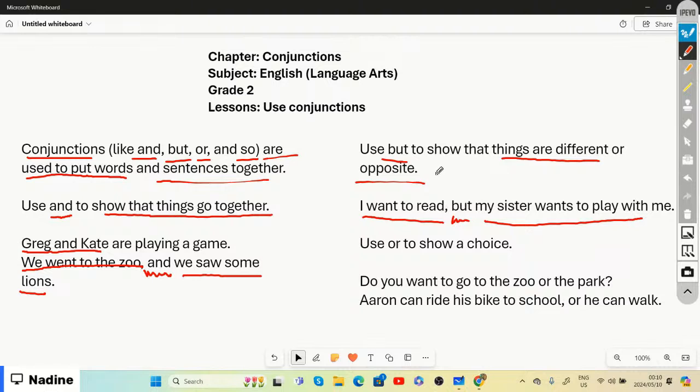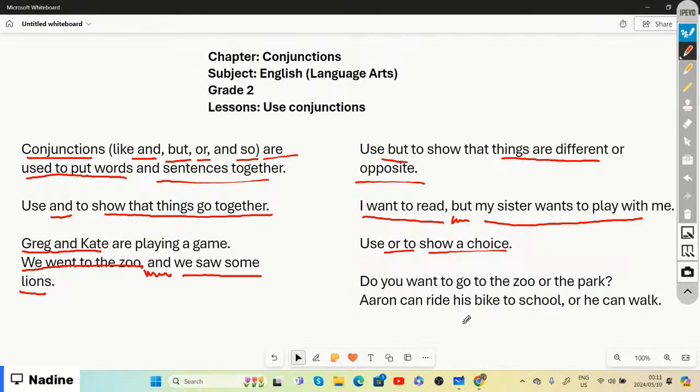And then we have the conjunction or. So we use or to show a choice. So it's either this or it's that. So when we use the word or, it's to show a choice.